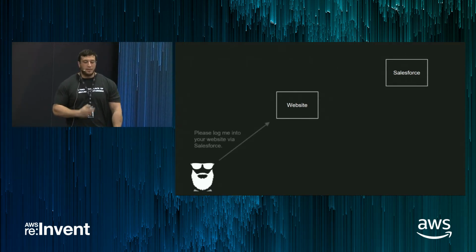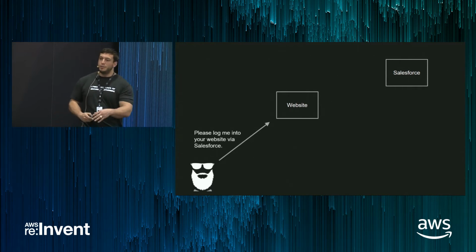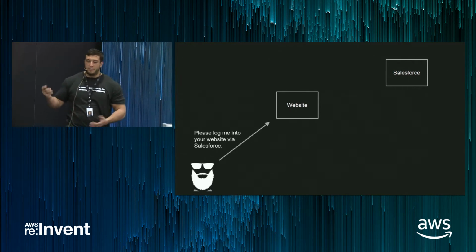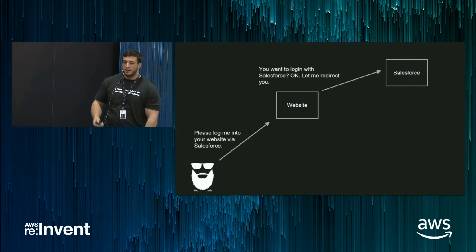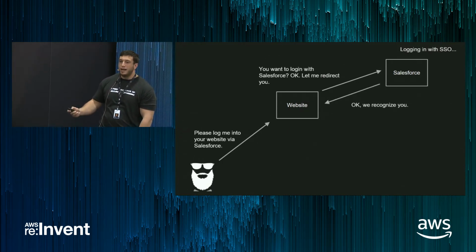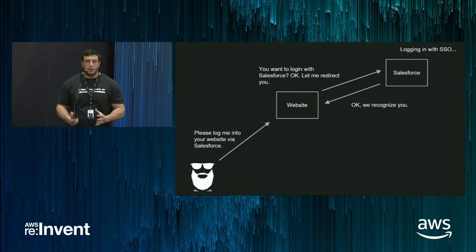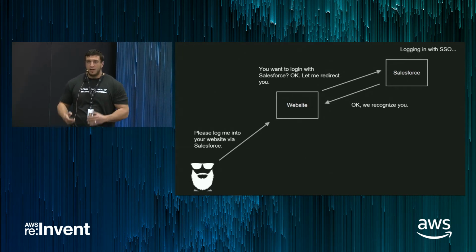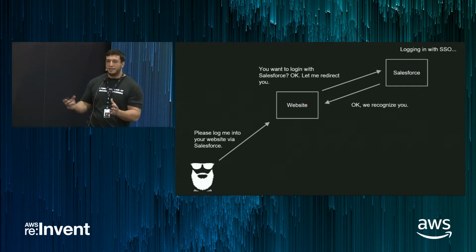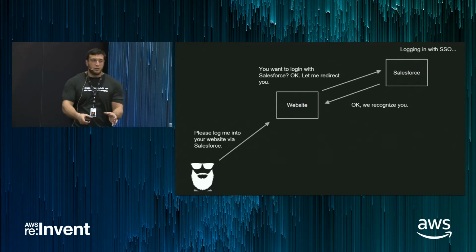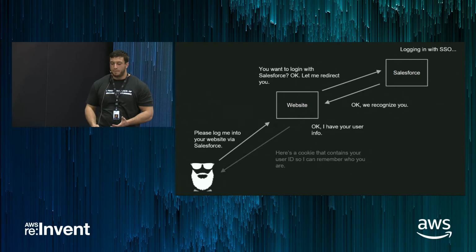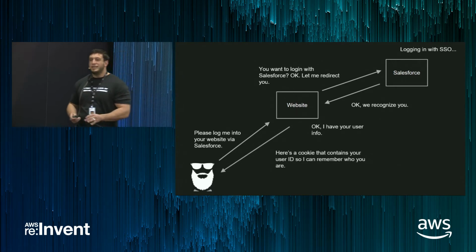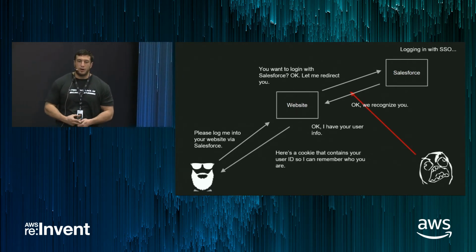So in this flow, when a user goes to your website, they might want to log in with Salesforce. So they get redirected to Salesforce. Salesforce authenticates them, recognizes them. You receive their user information back from Salesforce. Now you as the developer need to process that user record, maybe store it in your database, maybe create a cookie for them, and then log them in. And again, the reason this gets tricky is because of this part right here.